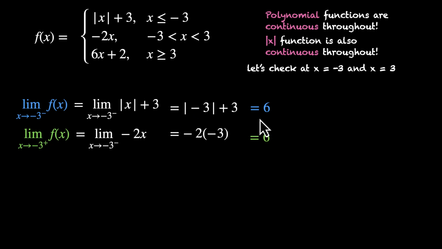The left hand limit is 6 and the right hand limit is 6. All three are the same, so we can say that the function is continuous at x equals minus 3. Let's check for the next point, x equals 3.